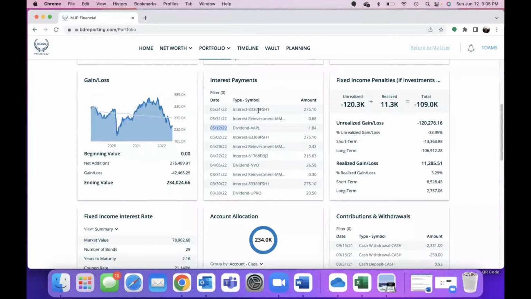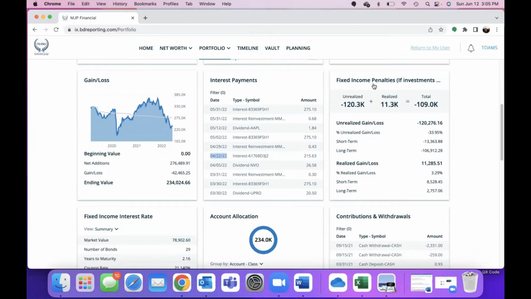Interest payments from your bank notes, like this bank that paid us $275 on 5/31 of 2022. And also this bank that paid us $215 on 4/22 of 22. Fixed income penalties if you sell your investments early. These are your bank notes.